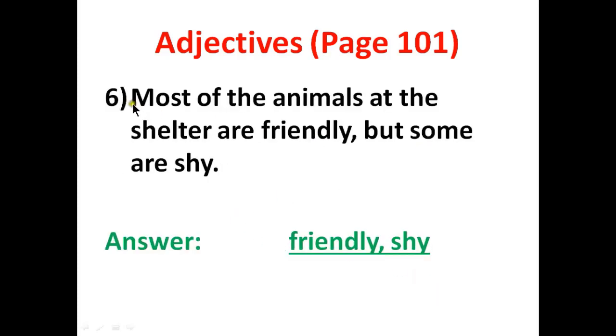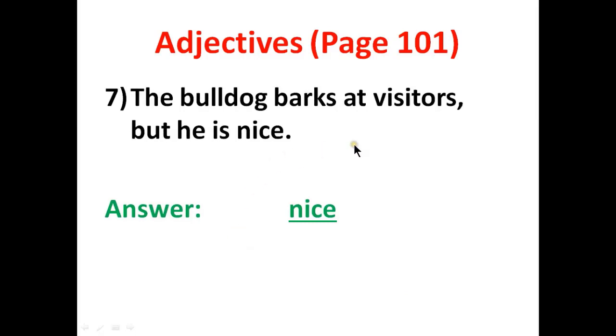Here is our question number 6 on page number 101. Most of the animals at the shelter are friendly, but some are shy. Now the words friendly and shy are two adjectives. Number 7, the bulldog barks at visitors, but he is nice. The word nice is an adjective here. You will write it on the line.